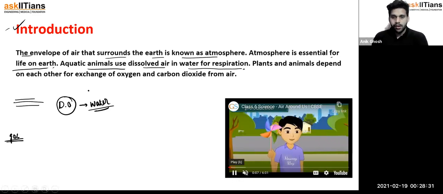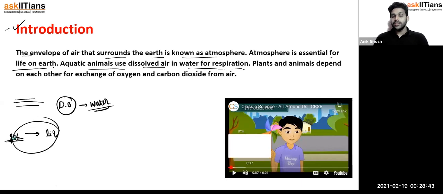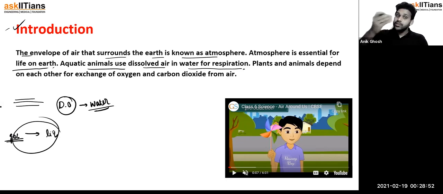So gaseous particles dissolve in liquid. In class 9 you are going to learn about Henry's law. There you will learn the relation between the amount of gas and the dissolved amount of gas and all these things. Right now it is not important, but the thing is the gaseous particles dissolve in liquid to some extent. This is known as dissolved oxygen. This is the oxygen that is taken by the aquatic animals.